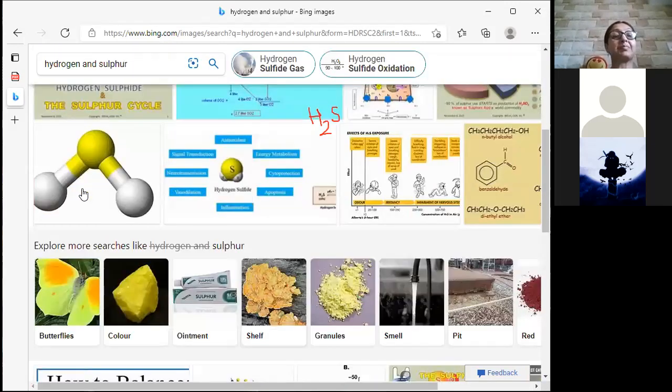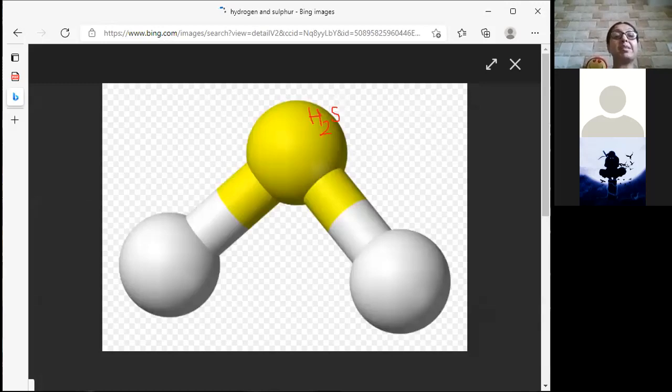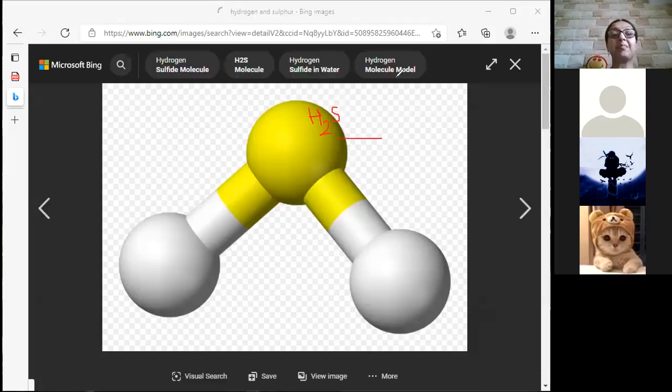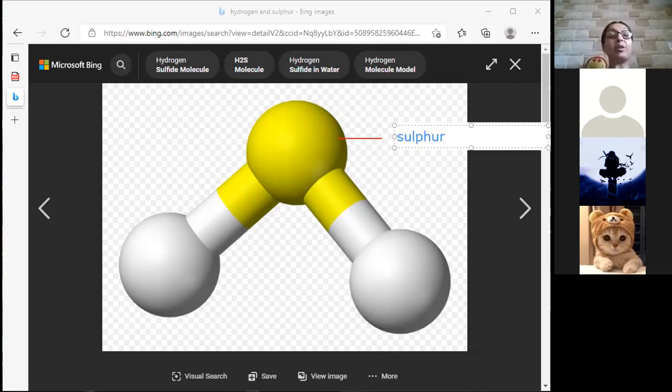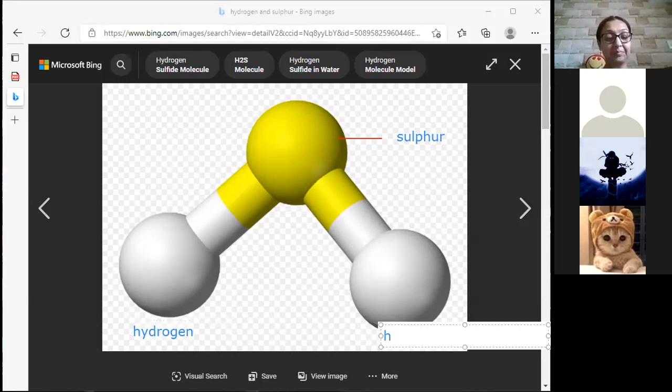See, it is like this. This part that you can see. Can you see the screen better? Yes, ma'am. This yellow part that you can see is the sulfur. This is a hydrogen sulfide molecule. And these two white balls that you can see are hydrogen. That is why we write H2S, because two atoms of hydrogen combined with one atom of sulfur become hydrogen sulfide.